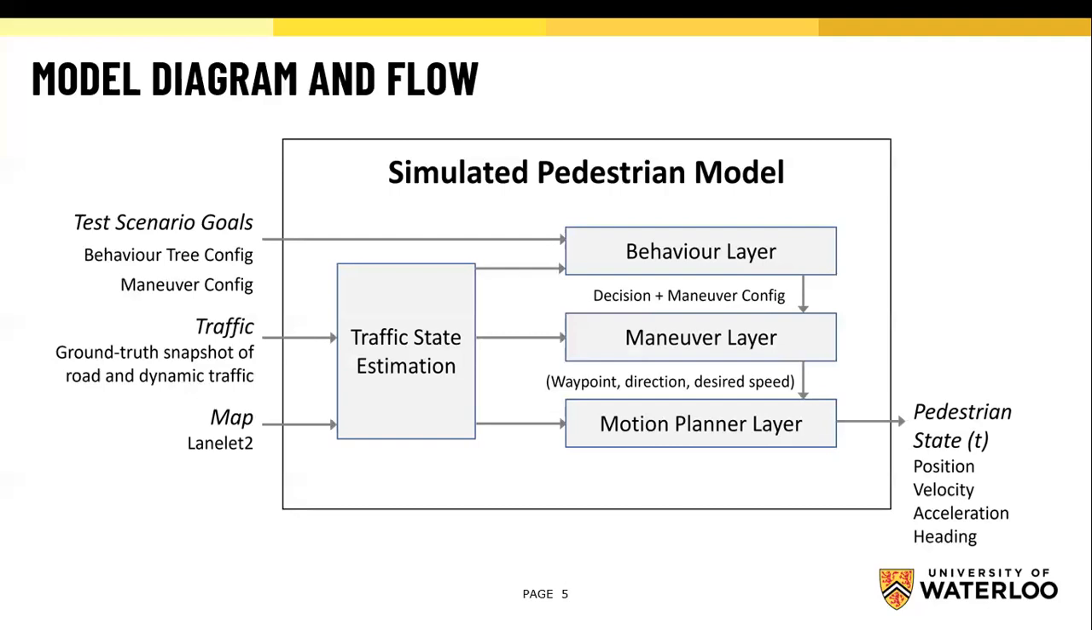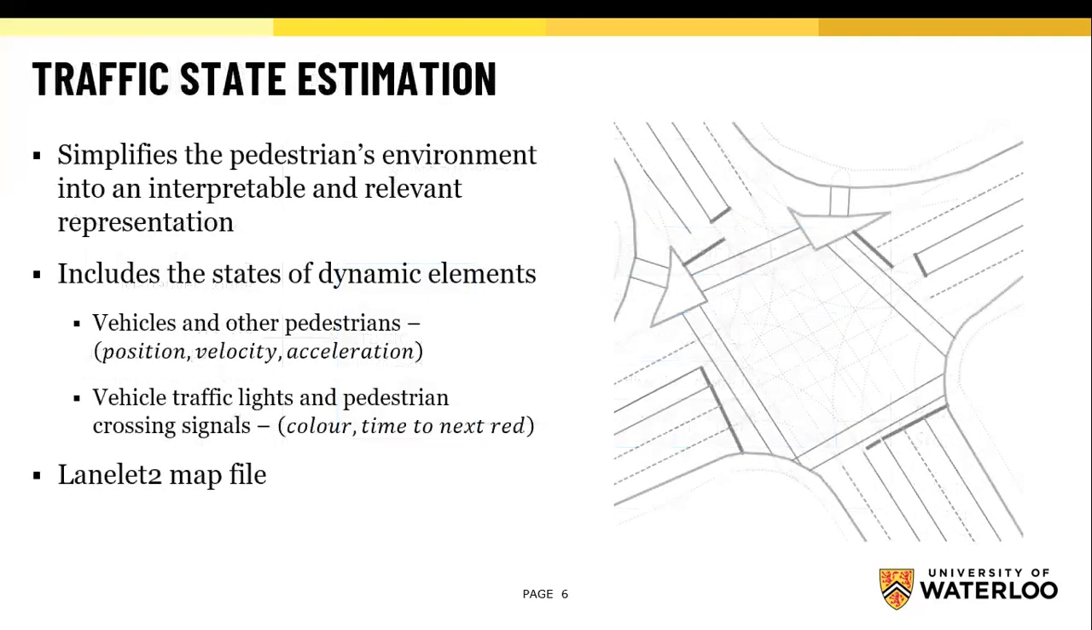On the left, every component, every layer of this model has access to this traffic state estimation, which is basically just a ground truth snapshot of a representation of the road and the dynamic elements in the traffic, as well as some mapping information. So we'll elaborate on that here.